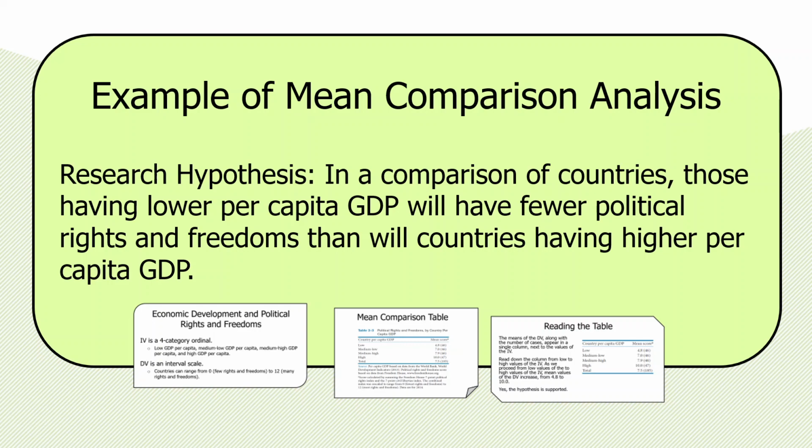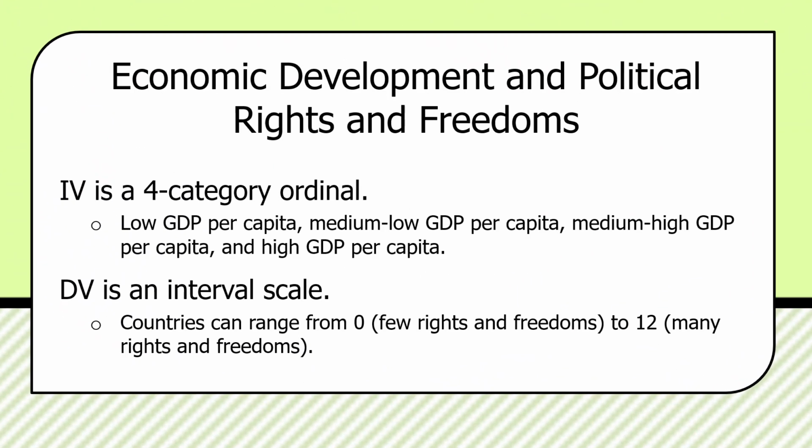Now the independent variable is a 4-category ordinal. So imagine dividing countries into low GDP per capita countries, medium-low GDP per capita countries, medium-high GDP per capita, and high GDP per capita. So as you're moving across values of this variable, you're going from low GDP to high GDP. Imagine numbers of countries in each of these categories.